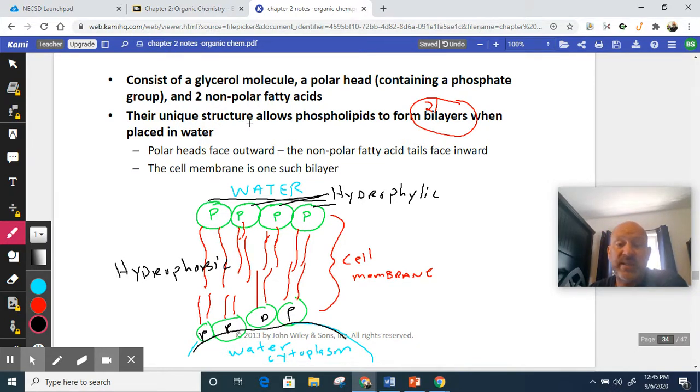So what this does is, these hydrophobic and hydrophilic properties of the phospholipid bilayer is what maintains the shape of the cell membrane. And now, this is not a solid structure. It's more of a fluid structure. And what happens is, as things go through the cell membrane, the phospholipids can become separated. But because of the properties, they just find each other and come back together.